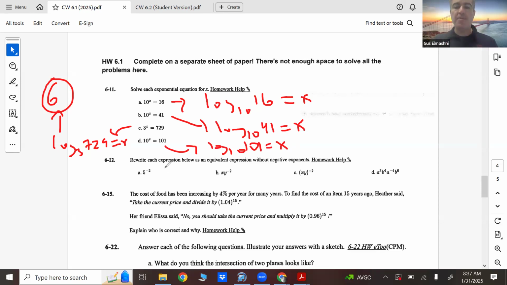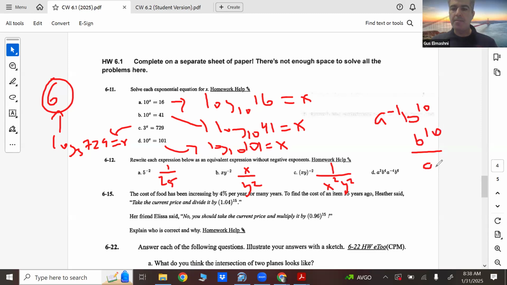For 612, just make sure you don't forget your properties of exponents. That's 1 over 25. That's x over y squared. The whole thing goes down, right? Because it's around the outside of the parentheses. Here, if you add the exponents, that should be pretty straightforward. And the a goes in the bottom. And that's a 10, by the way. That's a terrible looking 0. Okay. We're good with that? The first 2 problems?